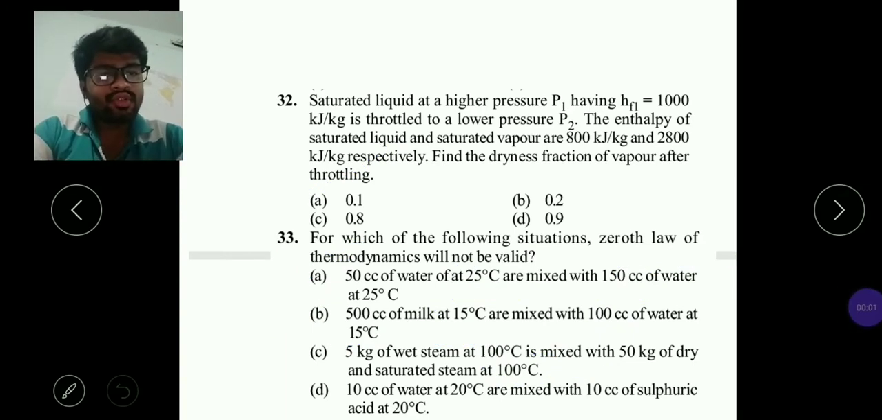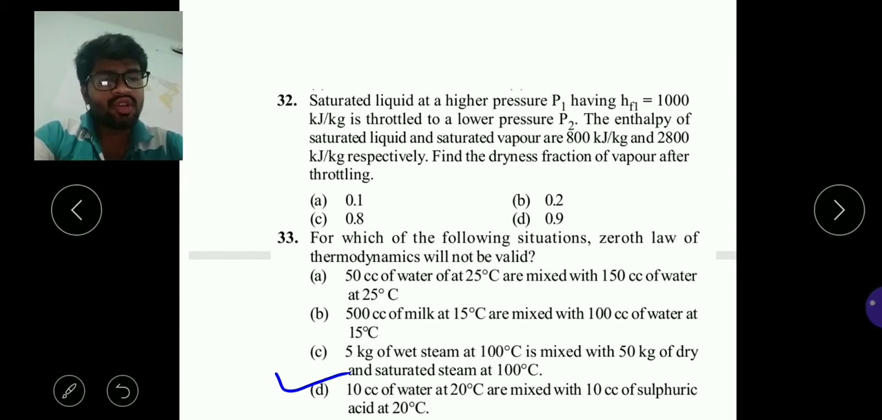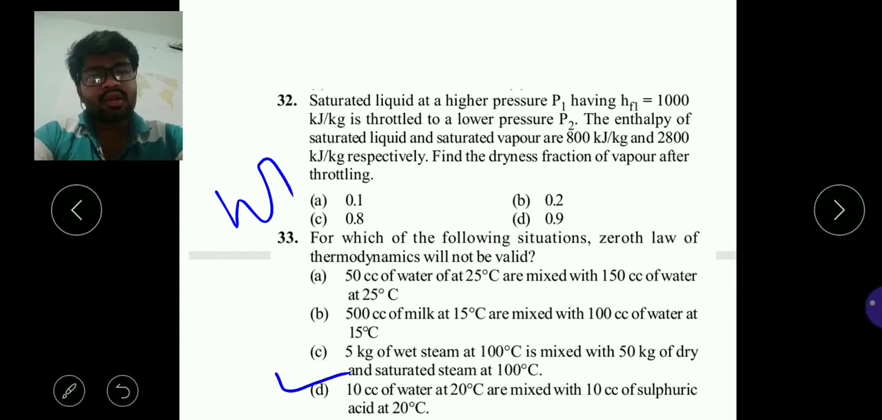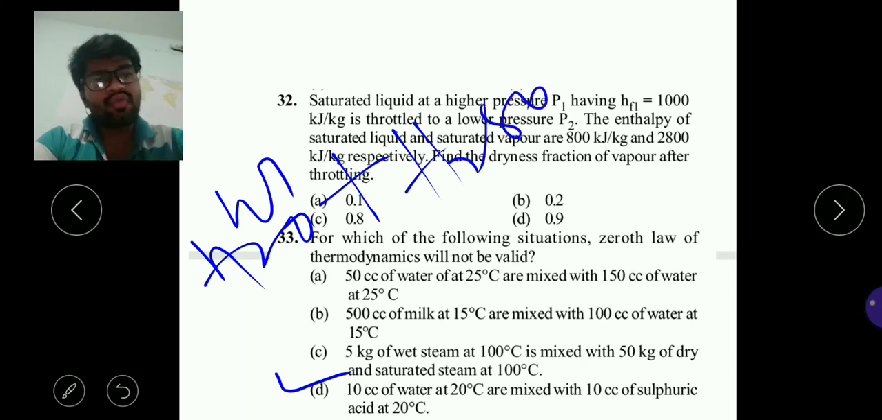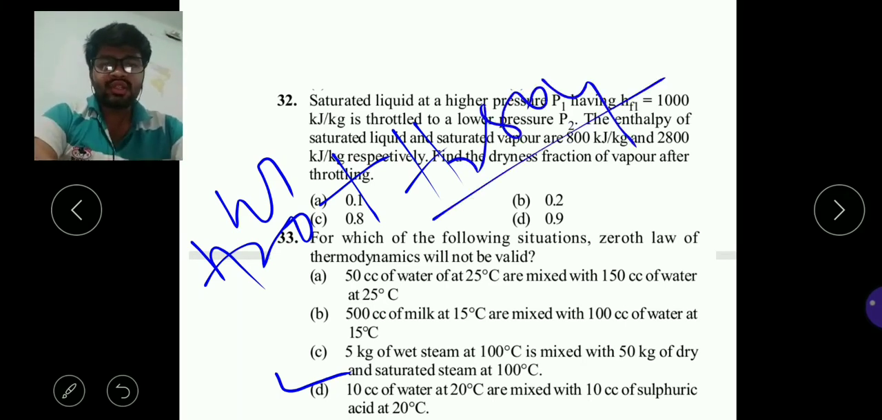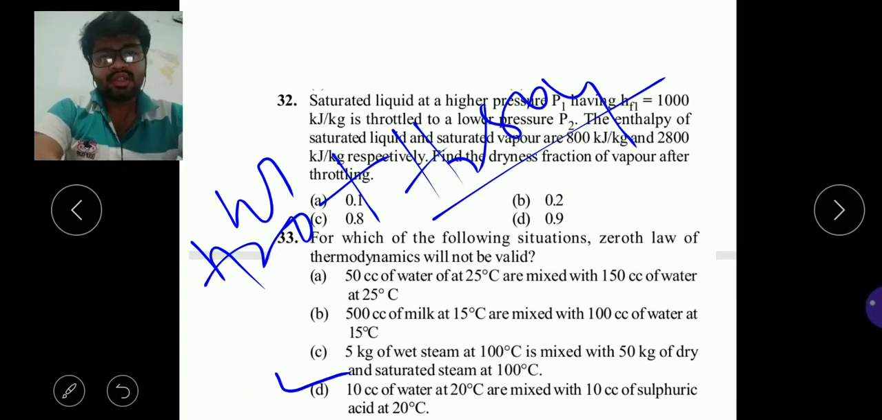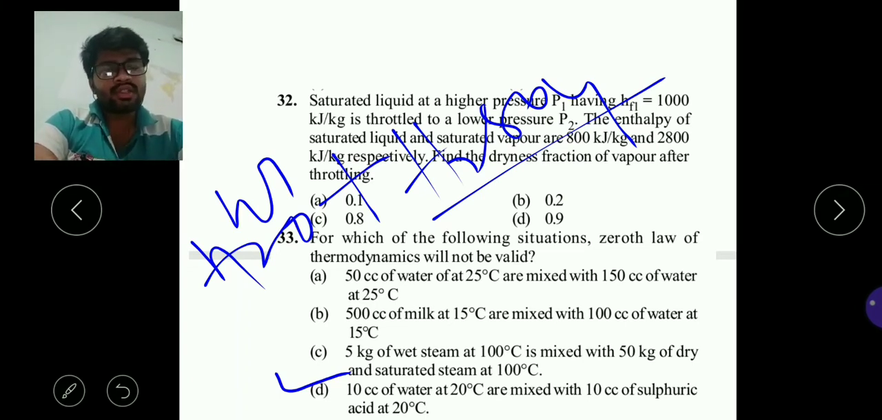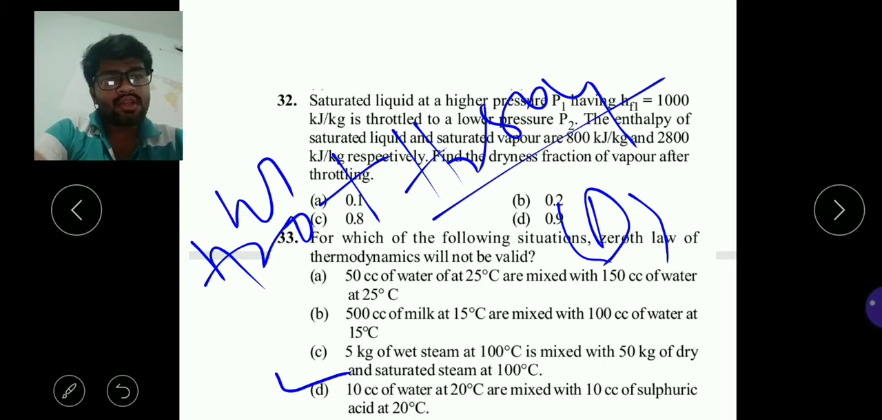Next, option D is 10 cc of water at 20 degrees centigrade mixed with 10 cc of sulfuric acid at the same temperature. In the fourth option, water, that is H2O, is mixed with sulfuric acid, that is H2SO4. If we add water to sulfuric acid, there will be a chemical reaction. Due to that chemical reaction, your temperature will increase. But it is telling that it should obey the zeroth law of thermodynamics, and it will not obey the zeroth law of thermodynamics. The option D will be the correct one here. So for question 33, option D will be the correct one.